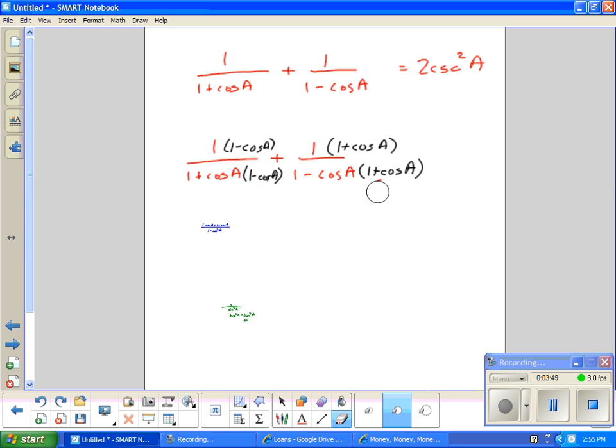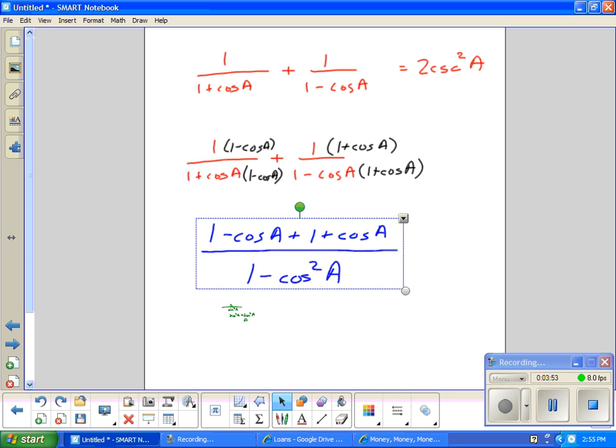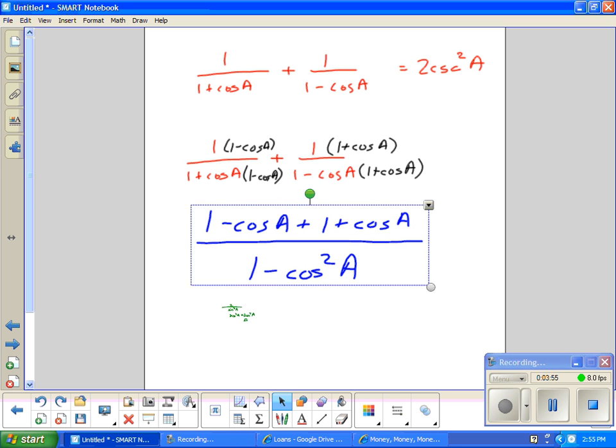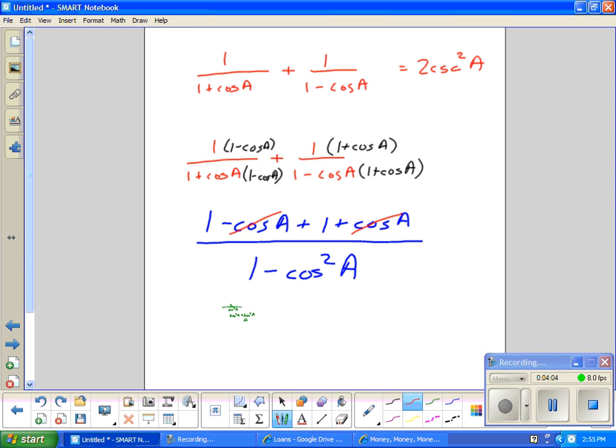And when I do that, the bottoms are conjugates of each other. So I get 1 minus cosine squared A on the bottom. On the top, I just get 1 minus cosine A plus 1 plus cosine A, which means those top cosines are going to cancel. I quickly see this again as part of my sine squared x plus cosine squared x equals 1.